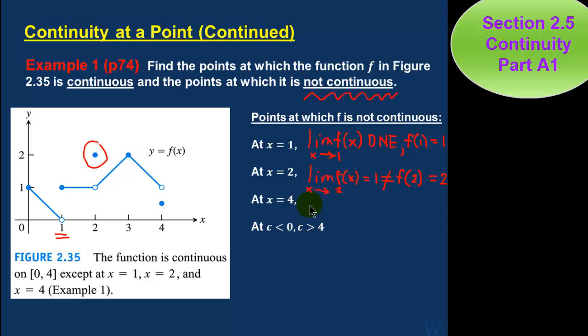At x equal to 4, it does have a one-sided limit: the limit of f of x as x approaches 4 from the left is 1, but just like x equal to 2, it is not equal to f of 4. f of 4 is 1/2. Of course, if we are outside the domain, then the function is not continuous anywhere outside, to the left of 0 and to the right of 4.